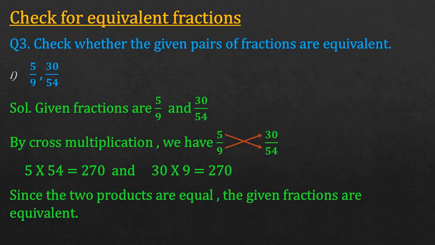By cross multiplication we have 5 multiplied by 54. See, I have made arrows. 5 is multiplied by 54 and 30 will be multiplied by 9. So 5 54s are 270 and 30 multiplied by 9 is 270. As 270 is equal to 270, since both the products are equal, the given fractions are equivalent. And if they are not equal, then we will write down that the given fractions are not equivalent.